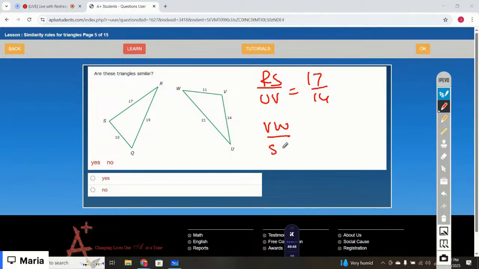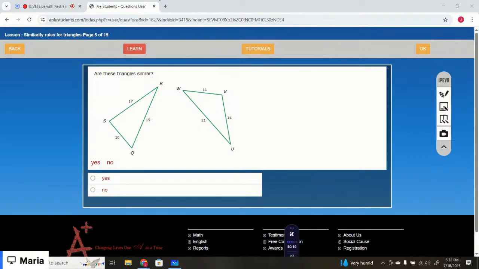VW is similar to SQ, that is 11 over 10. And UW is similar to RQ, that is 21 over 19. So the ratios are not similar. That means no, they are not similar. Okay, you can complete the lesson by yourself later today. Let me just move on to next lesson.